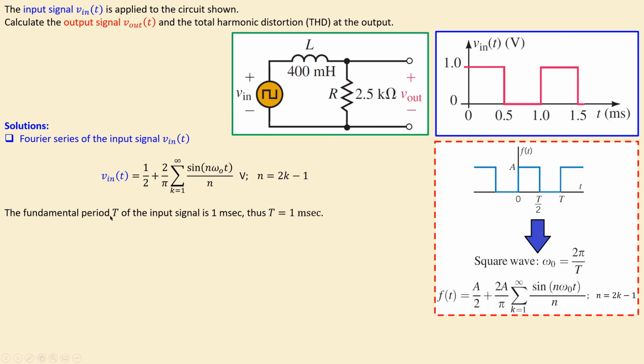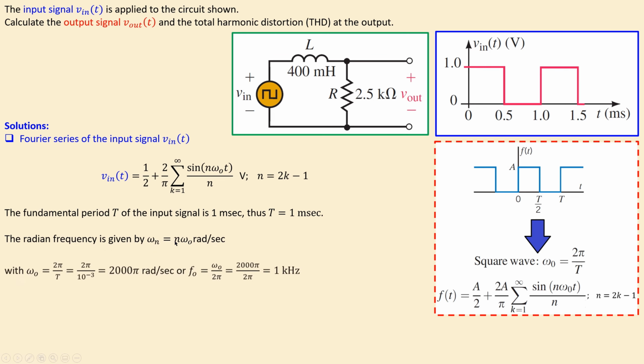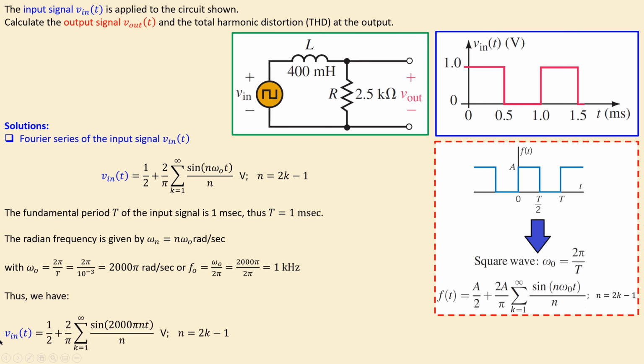So the fundamental period, capital T, of this input signal is 1 millisecond. The radian frequency was given by this one, and if I do the math here, you will get for omega 0 2000 pi radians per second. Or if you want to have it in hertz, f0 will be 1 over that period, which is 1 kilohertz. Thus then we have the following expression. If you just substitute for omega 0 the given value, then we have the following situation. Again, n is given by 2k minus 1. So that is what we have.